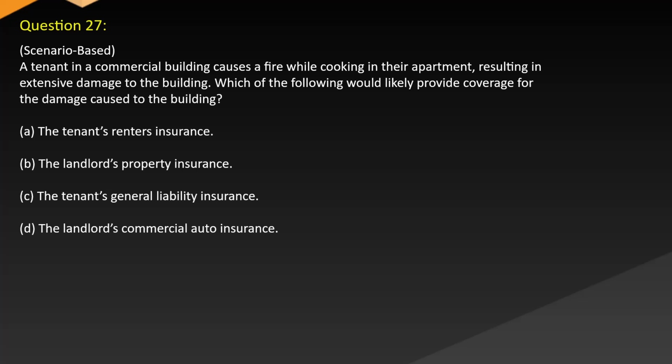Question 27. Scenario-based. A tenant in a commercial building causes a fire while cooking in their apartment, resulting in extensive damage to the building. Which of the following would likely provide coverage for the damage caused to the building? A. The tenant's renter's insurance. B. The landlord's property insurance. C. The tenant's general liability insurance. D. The landlord's commercial auto insurance.